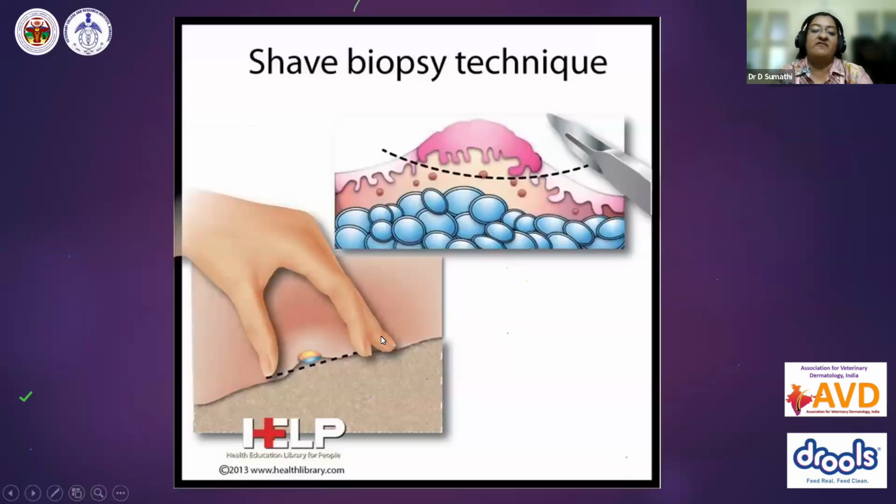Another one is a shave technique. Here you are going to scrape the superficial areas. You can also use the slide edge to collect the samples. So this can also be sent for cytology.